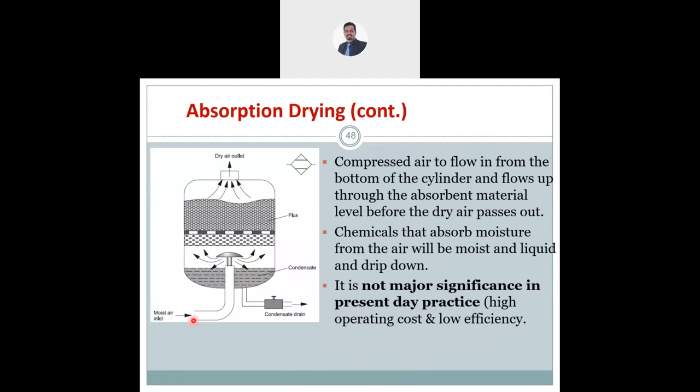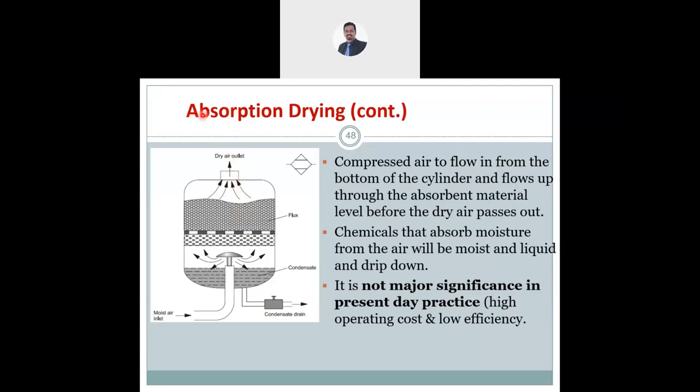So moist air is entering. Okay, so you ada some of the chemical lah. So chemical. So what will happen? So the moist water will enter. So selepas dia masuk dekat sini, all this chemical dia akan jadi water, then dia akan turun ke bawah. Then condensation drain dia akan keluarkan lah. Okay. So then the dry air dia akan berjaya lalu ke atas.